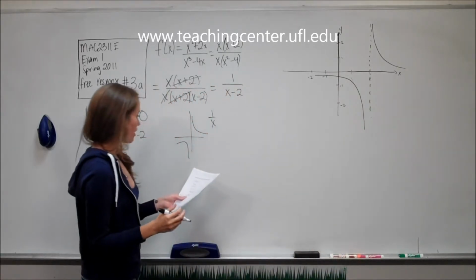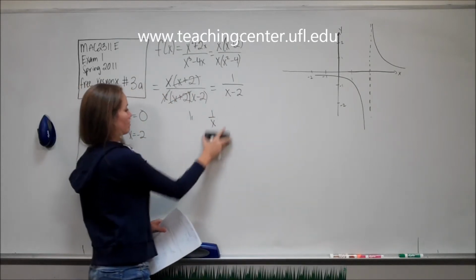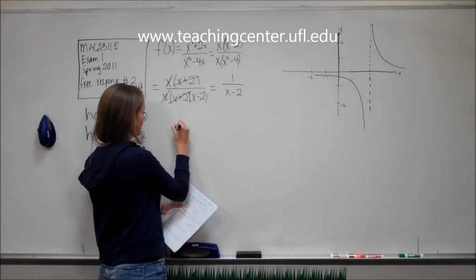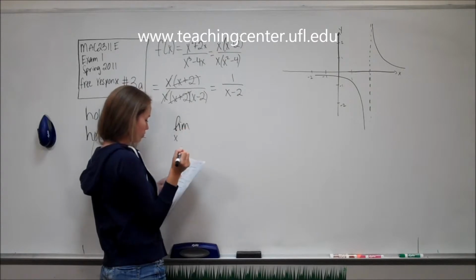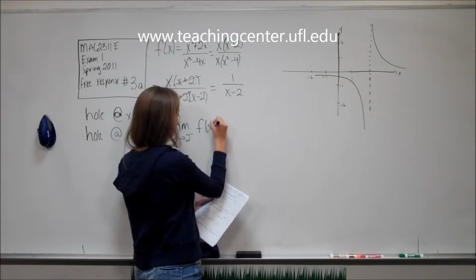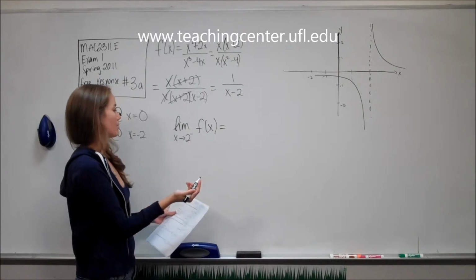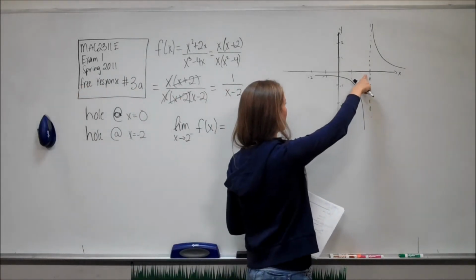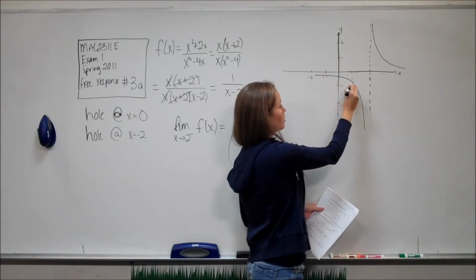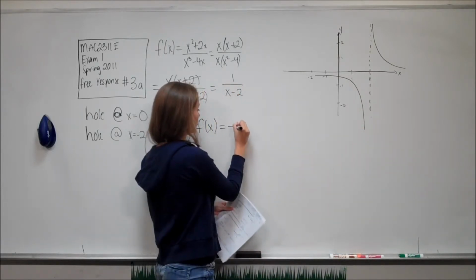We've sketched the graph, and now we just need to find some limits. I'm going to erase the graph I made of 1 over x. Our first limit to evaluate is the limit as x approaches 2 from the left of f of x. We already graphed f of x, so we can look at our graph. We go to 2 and see what's happening as x approaches 2 from the left. We're approaching negative infinity, so this is equal to negative infinity.